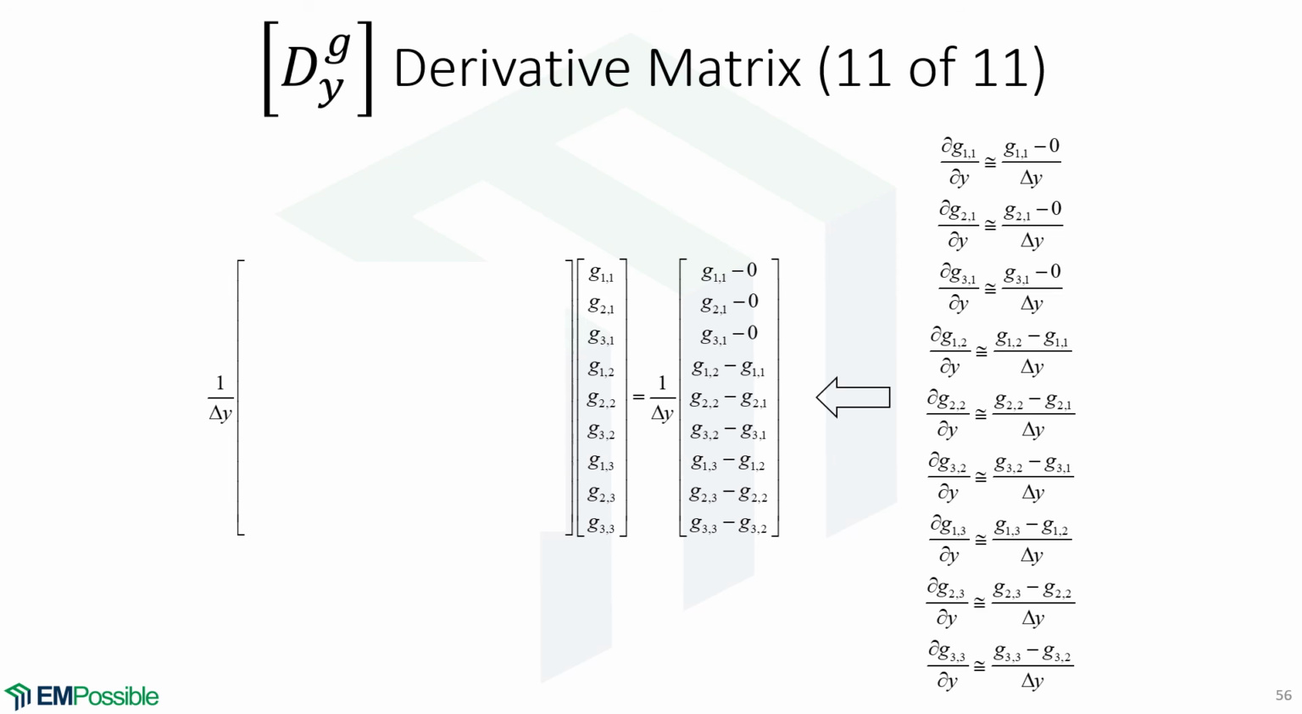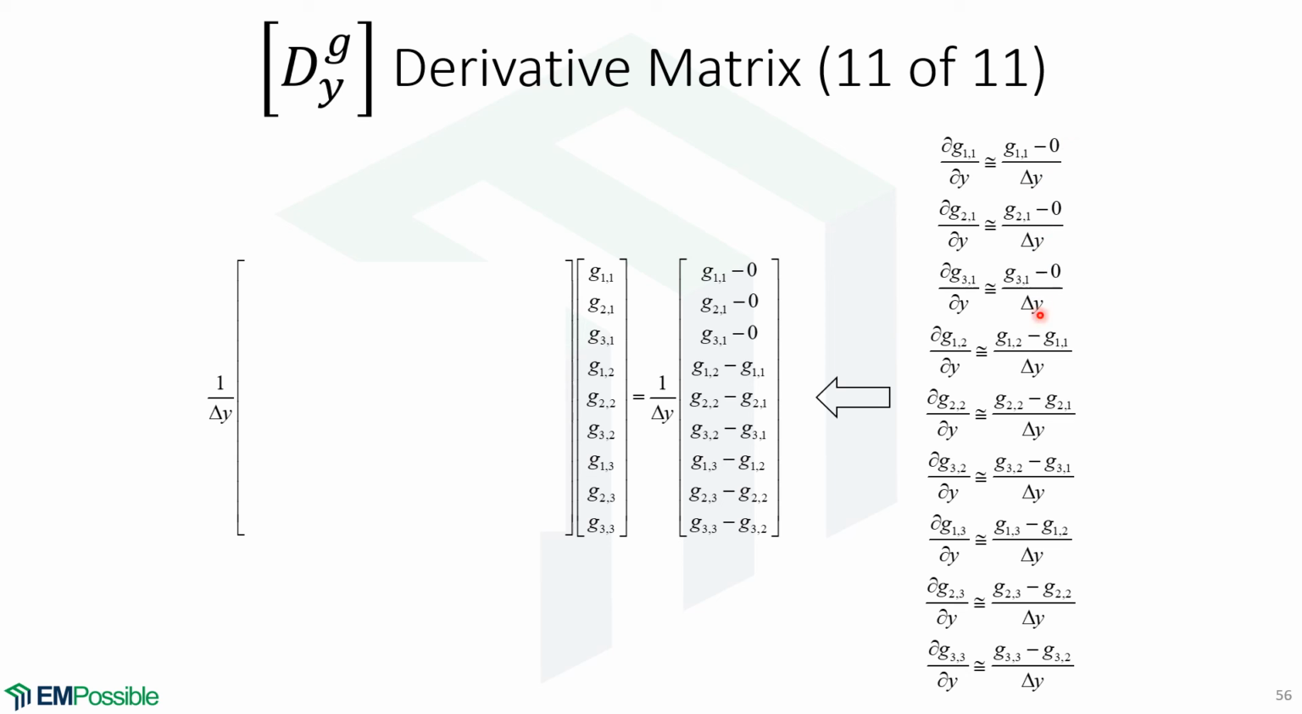Now let's put that into matrix form so we can figure out what this derivative matrix looks like for calculating derivatives of g with respect to y. So I like to write a big blank matrix that pre-multiplies my column vector of unknowns g equals, and then I fill in a column vector of the answer that I want to get. And of course, these answers come from the finite differences that we've written on the right side over here.